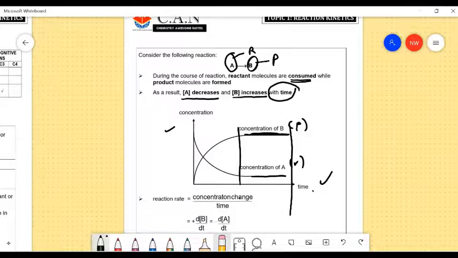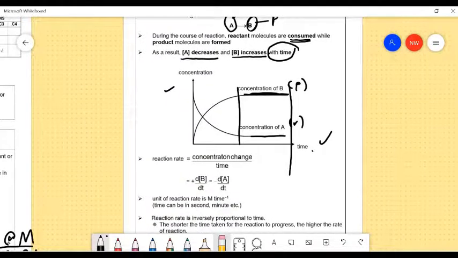So, we will look at the change in concentration of the product and also the change in concentration of the reactant to determine our rate of reaction. So, reaction rate equals change in concentration over time. As you can see here, rate of reaction equals change in concentration of the product equals change in concentration of the reactant over time. As you can see here, we have a positive sign and also a negative sign. So, the positive and negative signs actually show whether the product is formed or the reactant is used up.